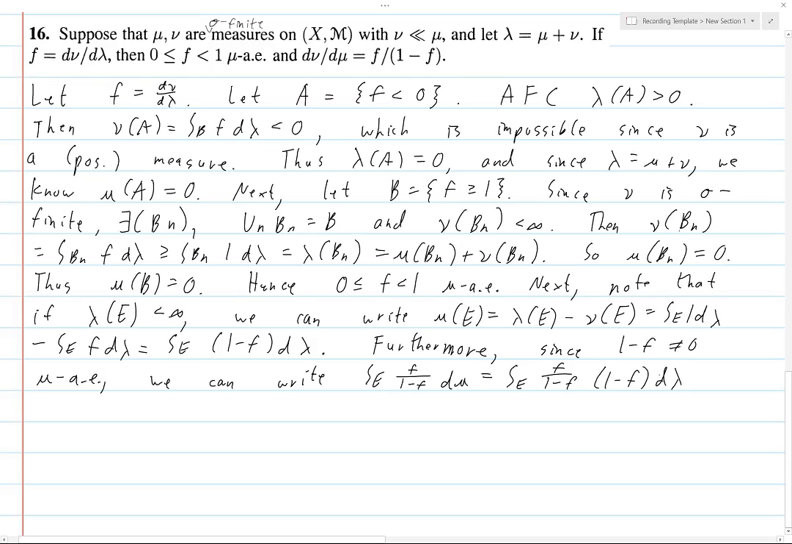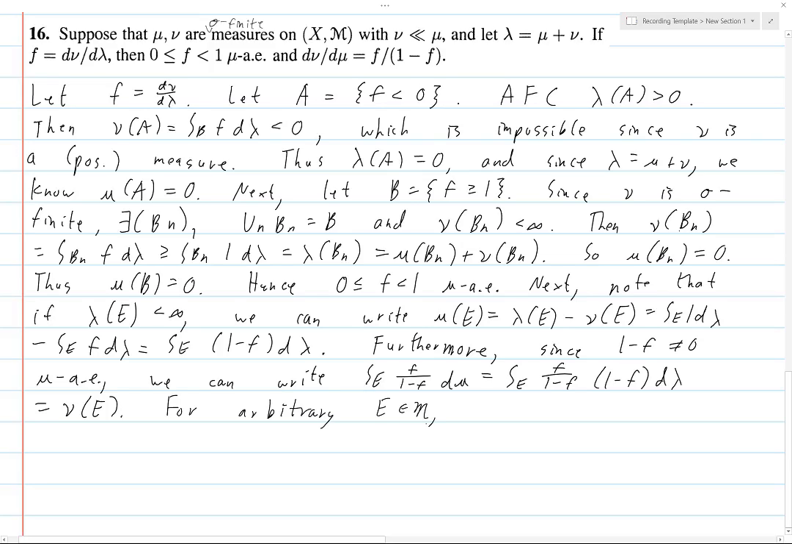And then, let's see here, where do we go from here? But what is this? We just cancel. The 1 minus f's cancel, and we just get the integral over E of f d lambda. But that's nu of E. So, this is equal to nu of E.